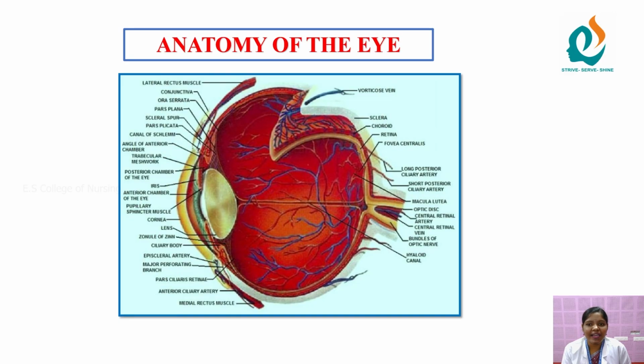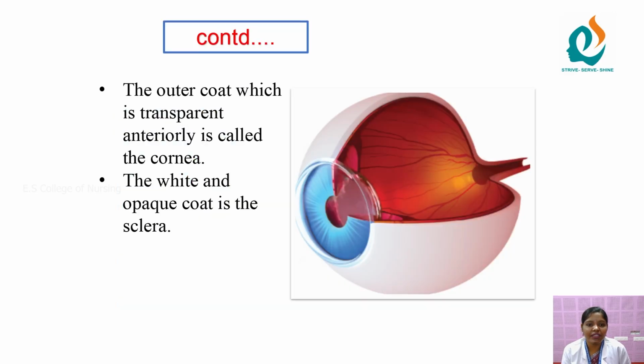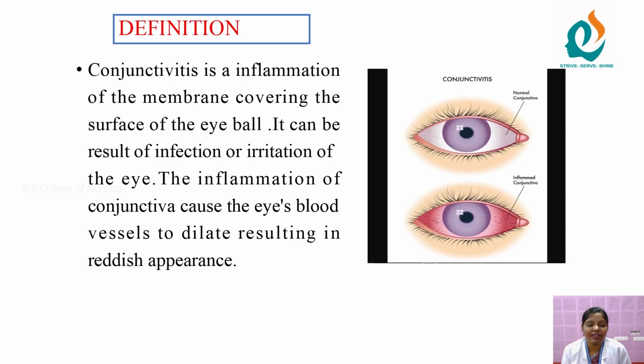See this image, anatomy of the eye. Next we move on to the anatomy of the eye. The outer coat, which is transparent anteriorly, is called the cornea. The white and opaque coat is the sclera.